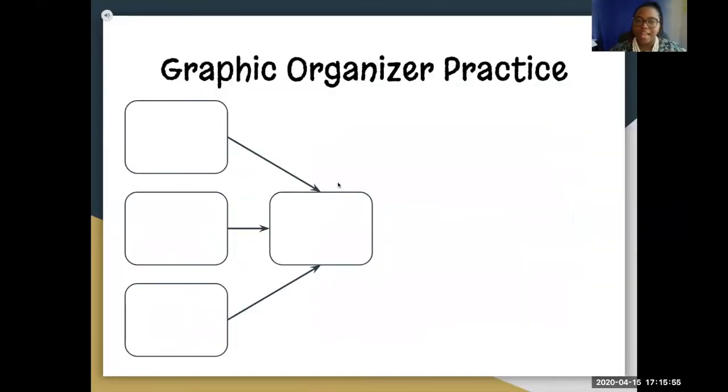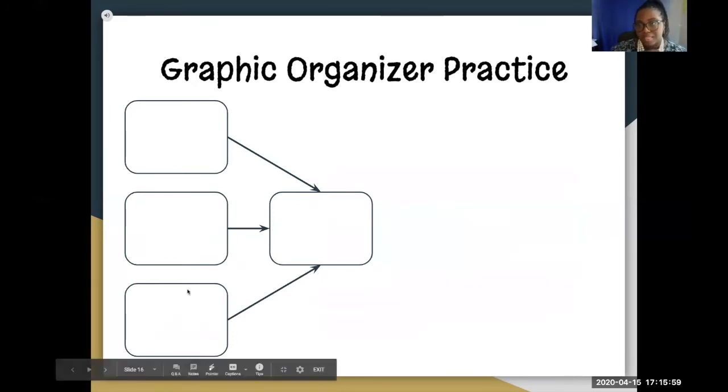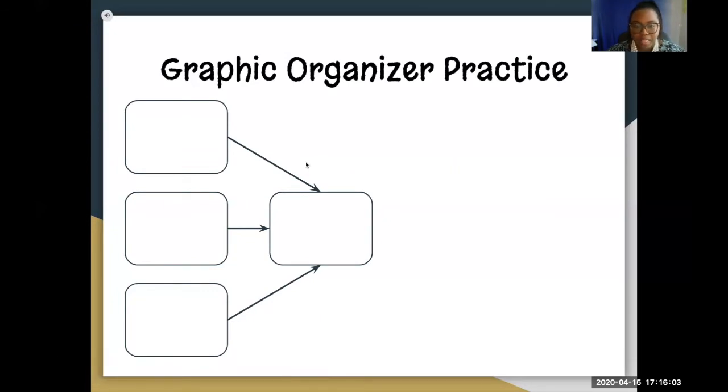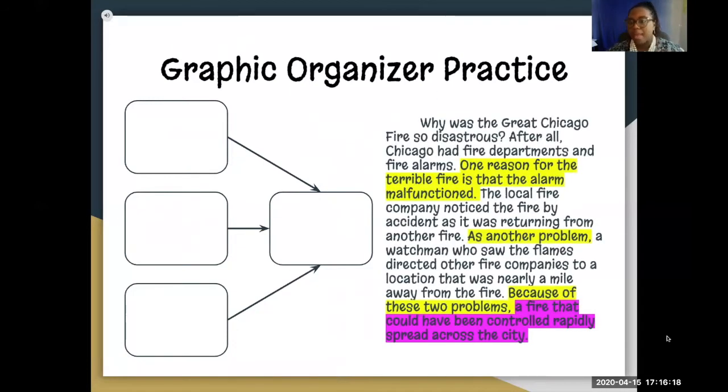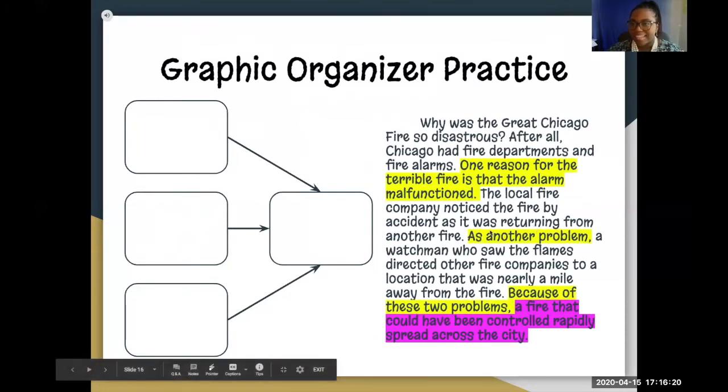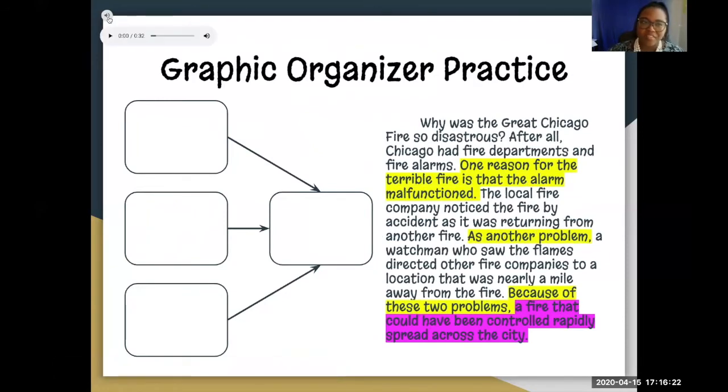Graphic organizer practice. Now, as you see, there are three boxes here. If you know that you don't need three boxes, don't use three boxes. So you might just need two on that cause side and one for the effect. That cause and effect graphic organizer is very flexible depending on the information that you have. So now we have our timer here. And let's go on ahead and give you 30 seconds.